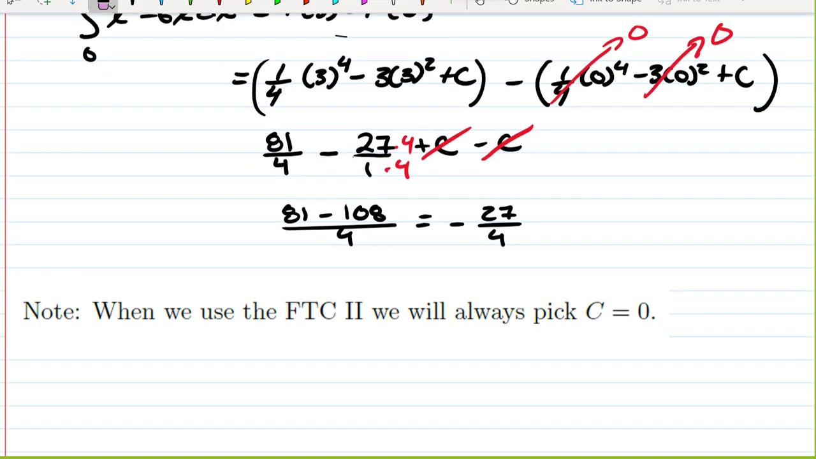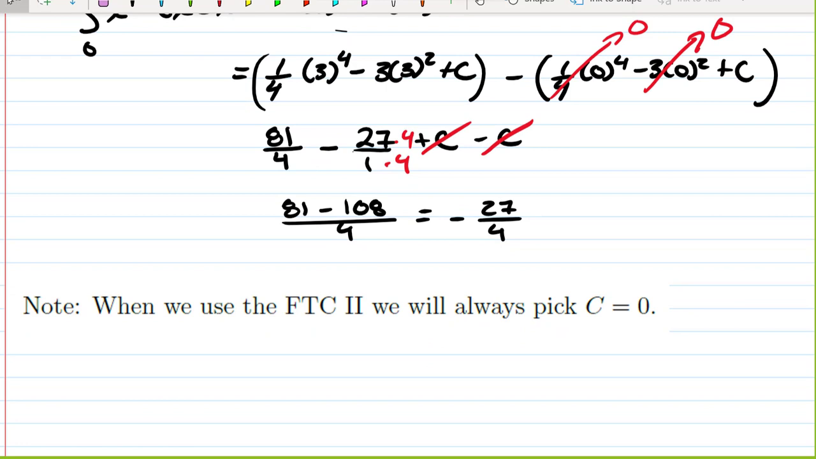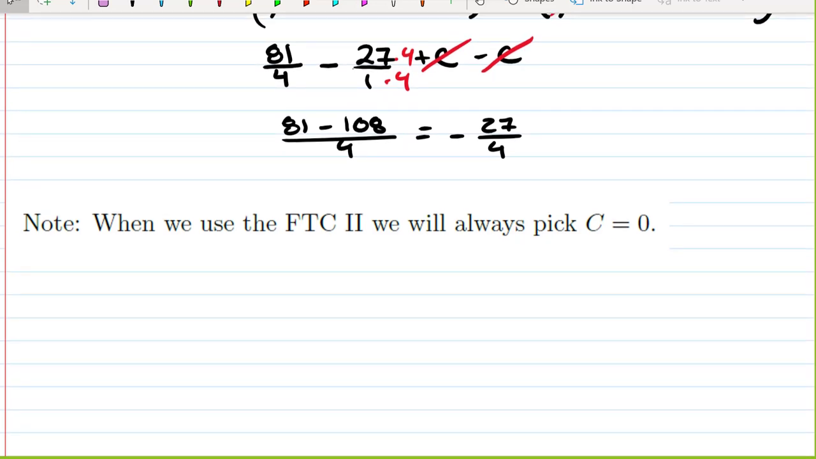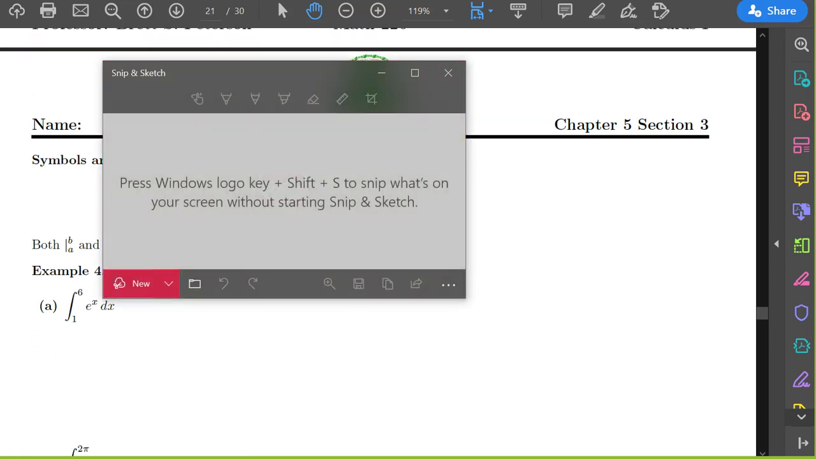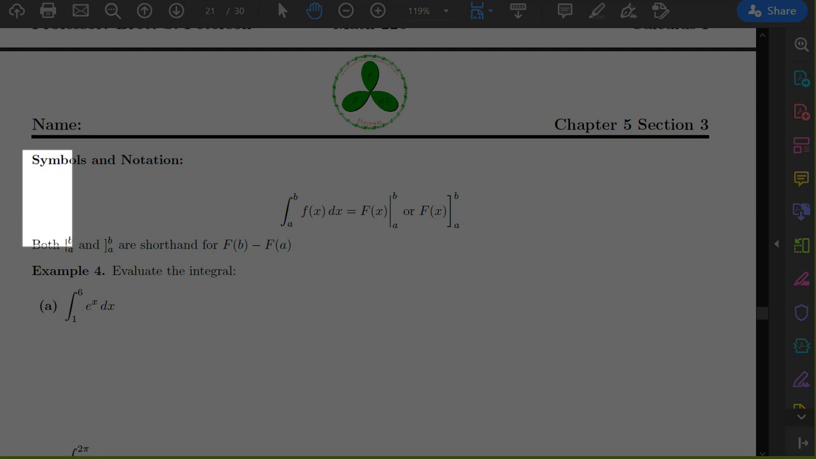So since it doesn't matter because it's going to cancel out every time, we might as well just pick it to be 0, which will make our life easier. But if you want to pick it to be 17, go ahead. You'll get the same correct answer in the end. You'll just make yourself work harder. All right, so symbols and some notation.